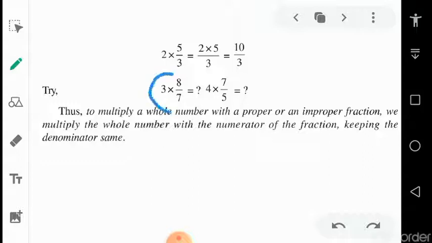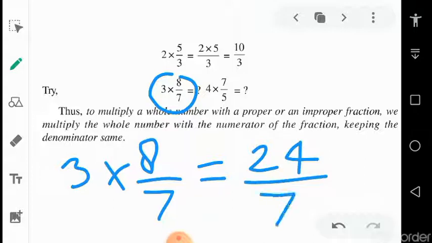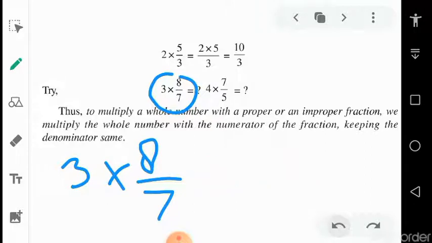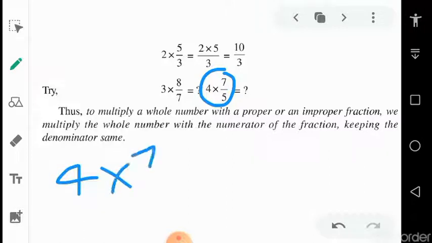So for the first one, 3 multiplied by 8/7, I can write in this way. According to the rule, 3 is multiplied by 8, that is 24/7. So this is the answer. Now what about the second one, that is 4 multiplied by 7/5.